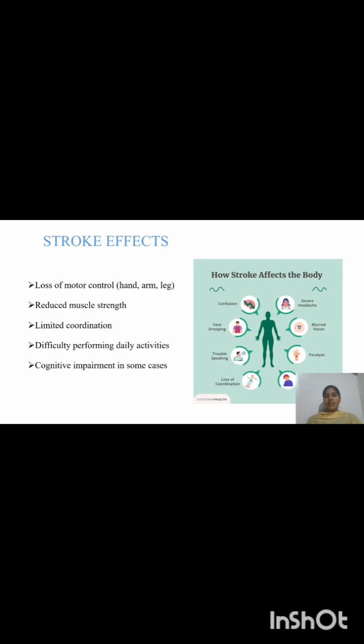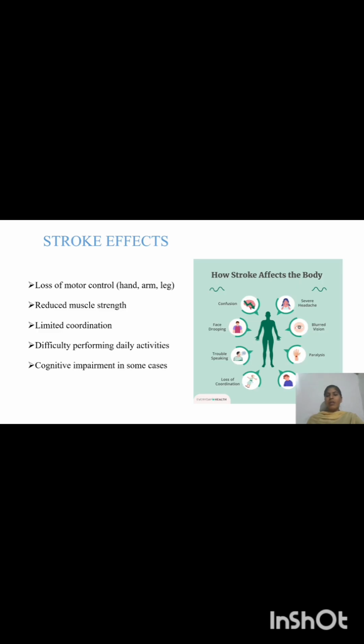Now, stroke effects. What types of effects are seen in patients with stroke disease, and which body parts are affected? Loss of motor control in the hand, arm and leg. These three parts are fully controlled by motor actions. Loss of these motor actions reduces muscle strength, so the patient cannot stand or walk. Limited coordination and difficulty performing daily activities. Some stroke patients have difficulty performing their regular activities.